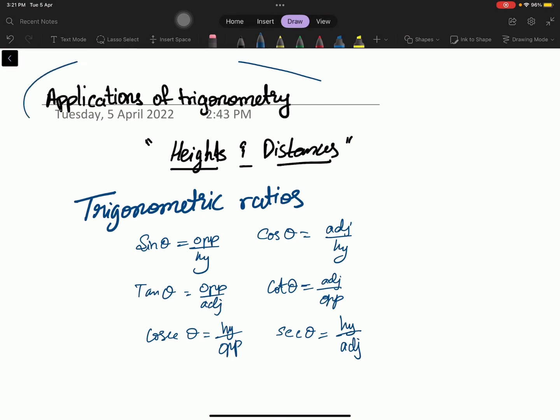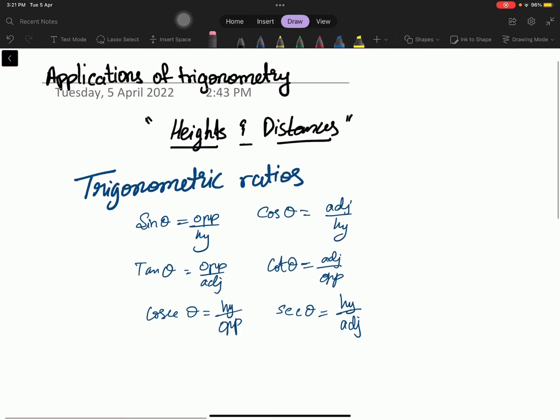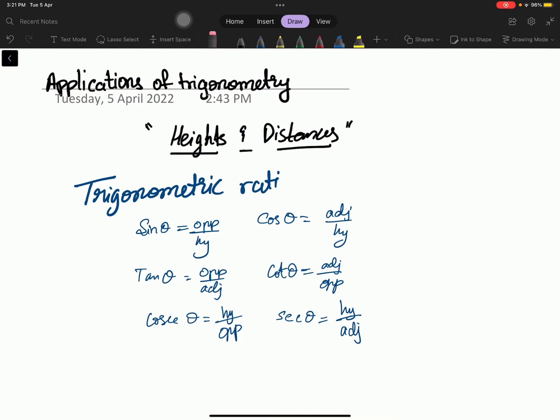We're going to be discussing applications of trigonometry, better known as heights and distances. This is a very important chapter. The most important thing in this chapter is trigonometric ratios. These trigonometric ratios are going to help us find missing measurements of a triangle.